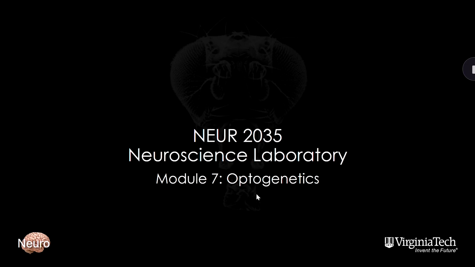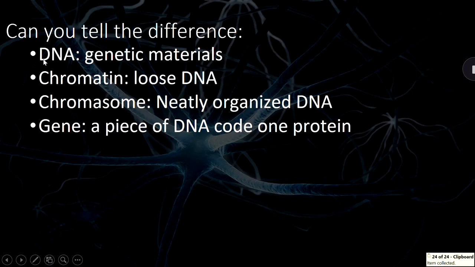Before we talk about optogenetics, we have some terminologies that we have to review in genetics. First one: DNA, chromatin, chromosome, and gene. Are they the same? The answer is no. They're very similar, but they are not the same.